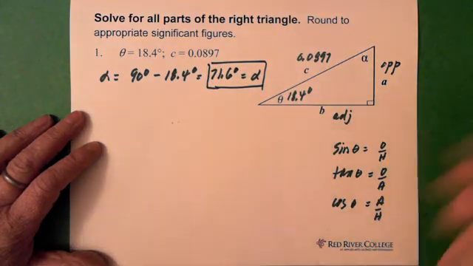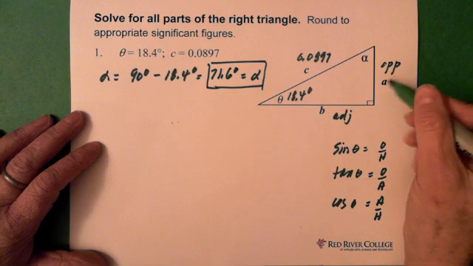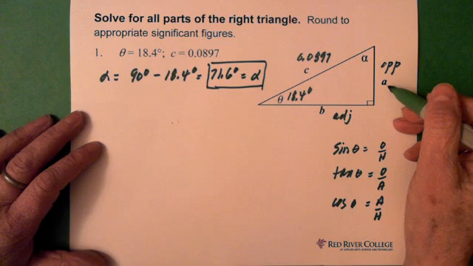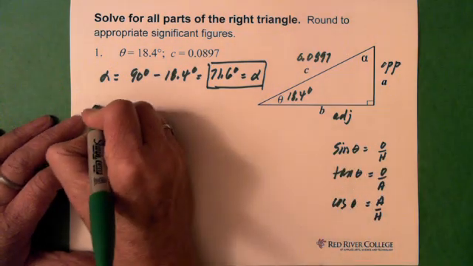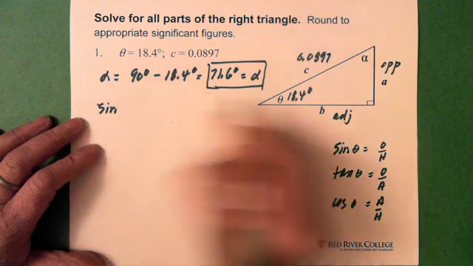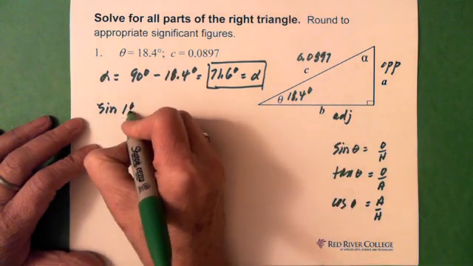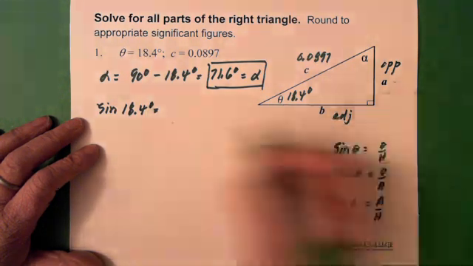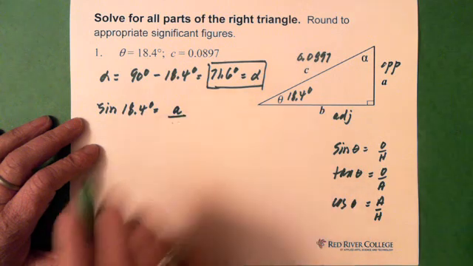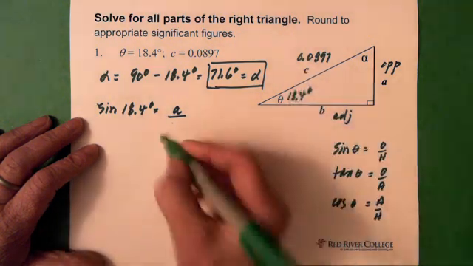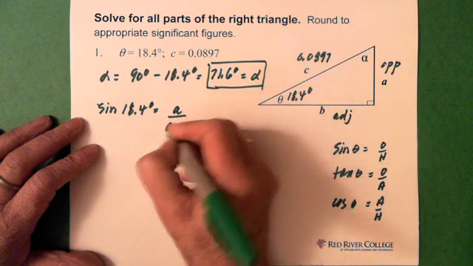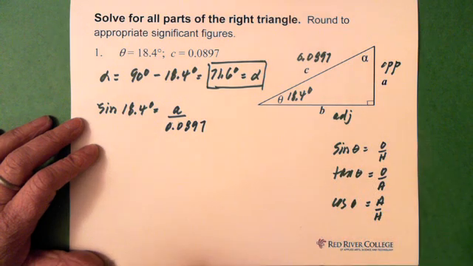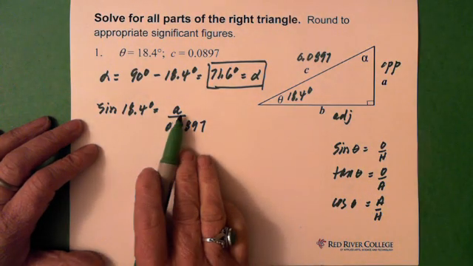All right. Now we'll pick one. We'll pick the sine. So we'll solve for the opposite side, which is A. So the sine of this angle, 18.4 degrees, equals the opposite side, which is A, over the hypotenuse, which is 0.0897.